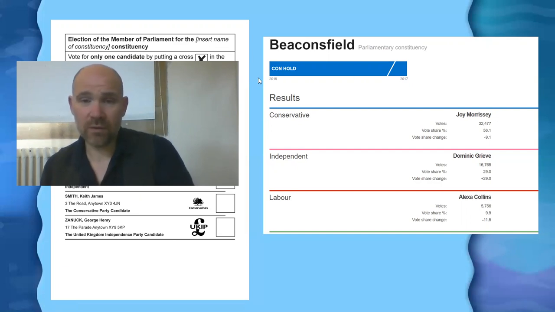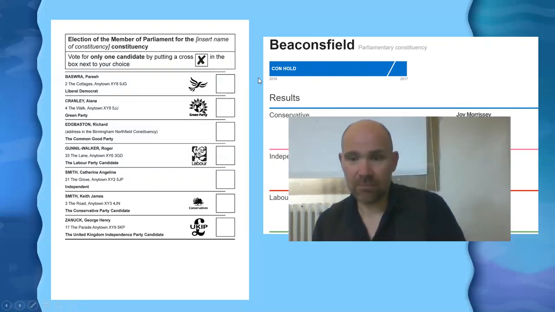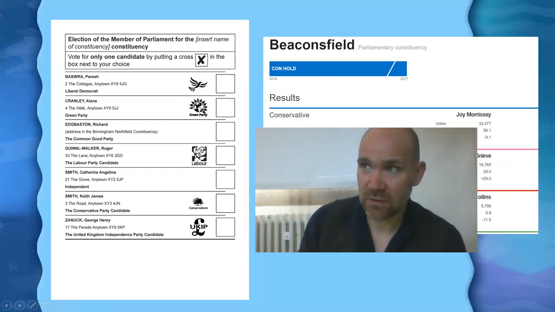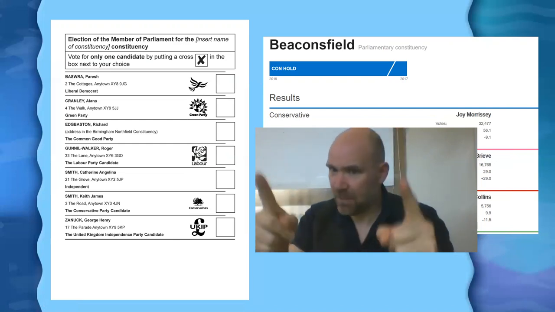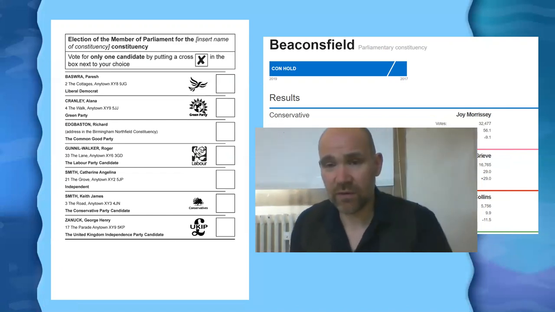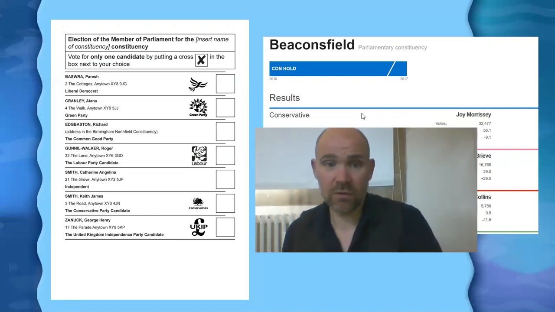And all you have to do in first past the post to win a constituency is get more votes than anybody else. So basically, everyone votes, and whoever gets the most votes wins. And this is one of the benefits of first past the post, that it is very simple. It's very straightforward. That doesn't mean it's the best, but it does mean that it is simple to understand. You cross whoever you want, and whoever gets the most votes wins.